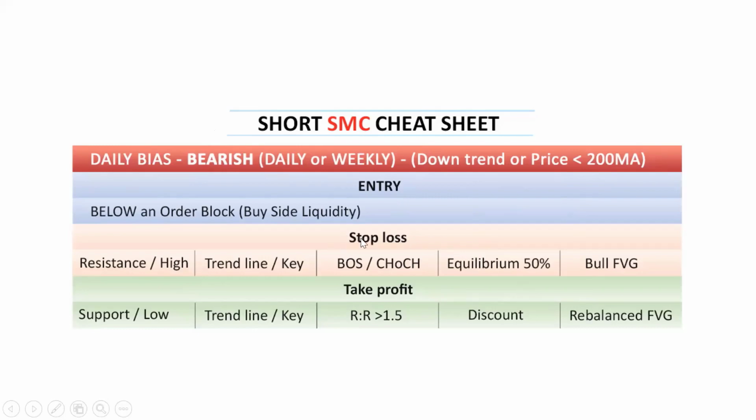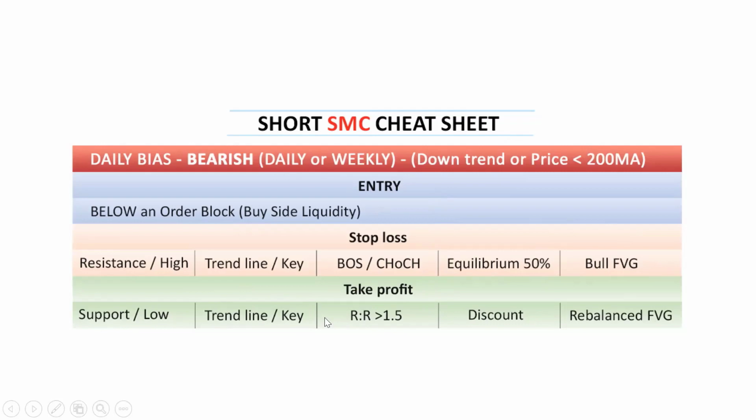You then have your stop loss in place. So remember, the stop loss is always going to be above where you get in. And you're going to look at resistances, highs, trend lines, keys, break of structure, change of character, equilibrium 50%, bullish fair value gap. So remember, when a candle forms, a bullish fair value gap forms, and then the third candle, the market is more likely to come back down to rebalance the bullish fair value gap.